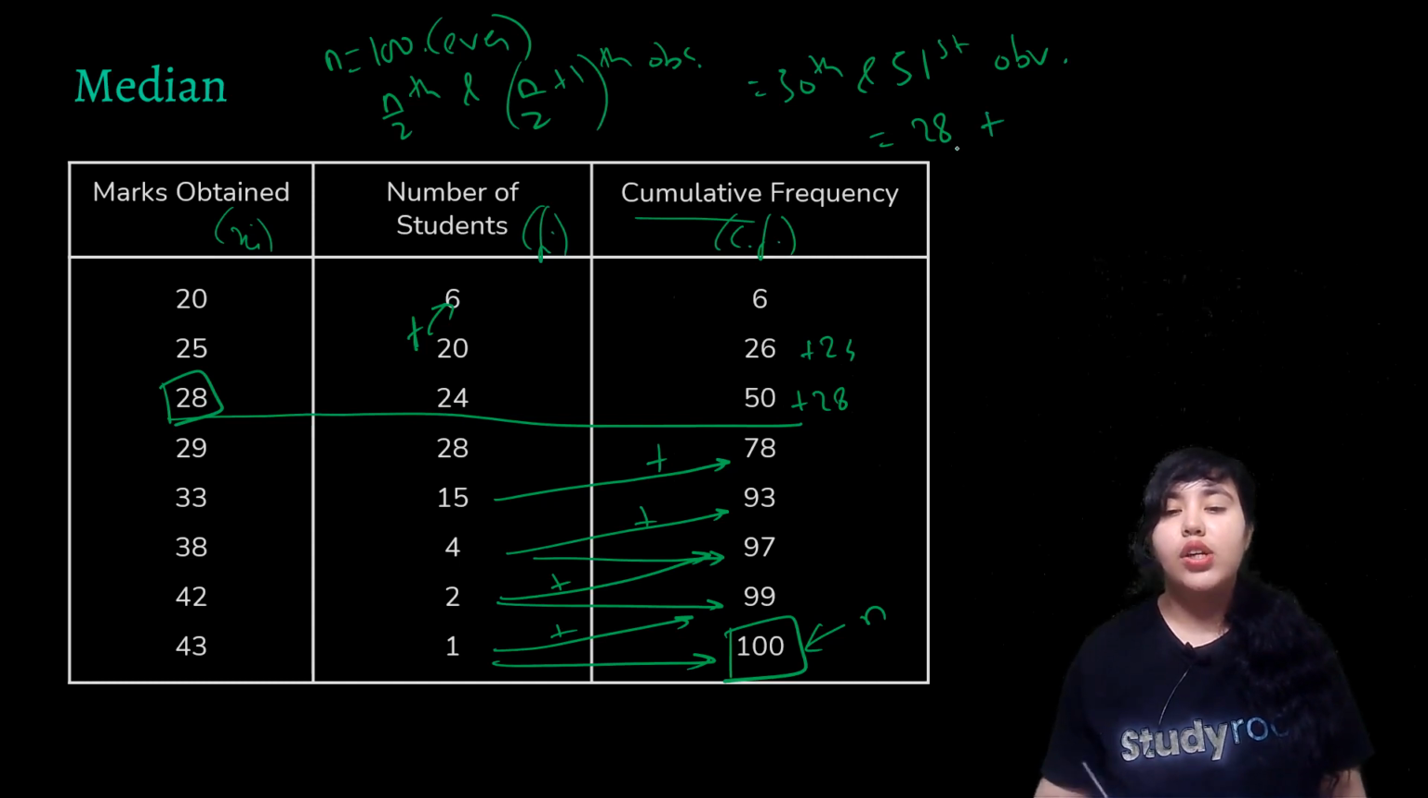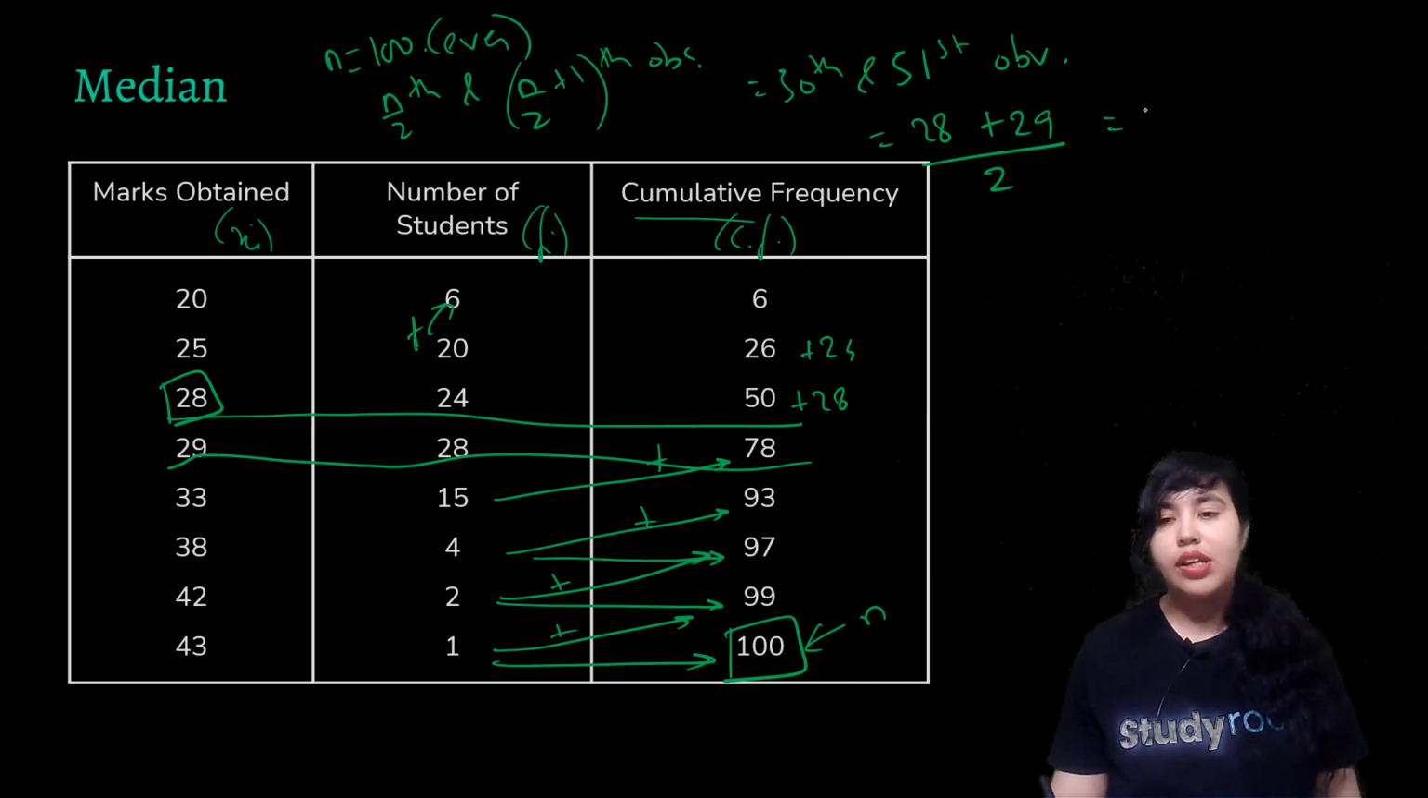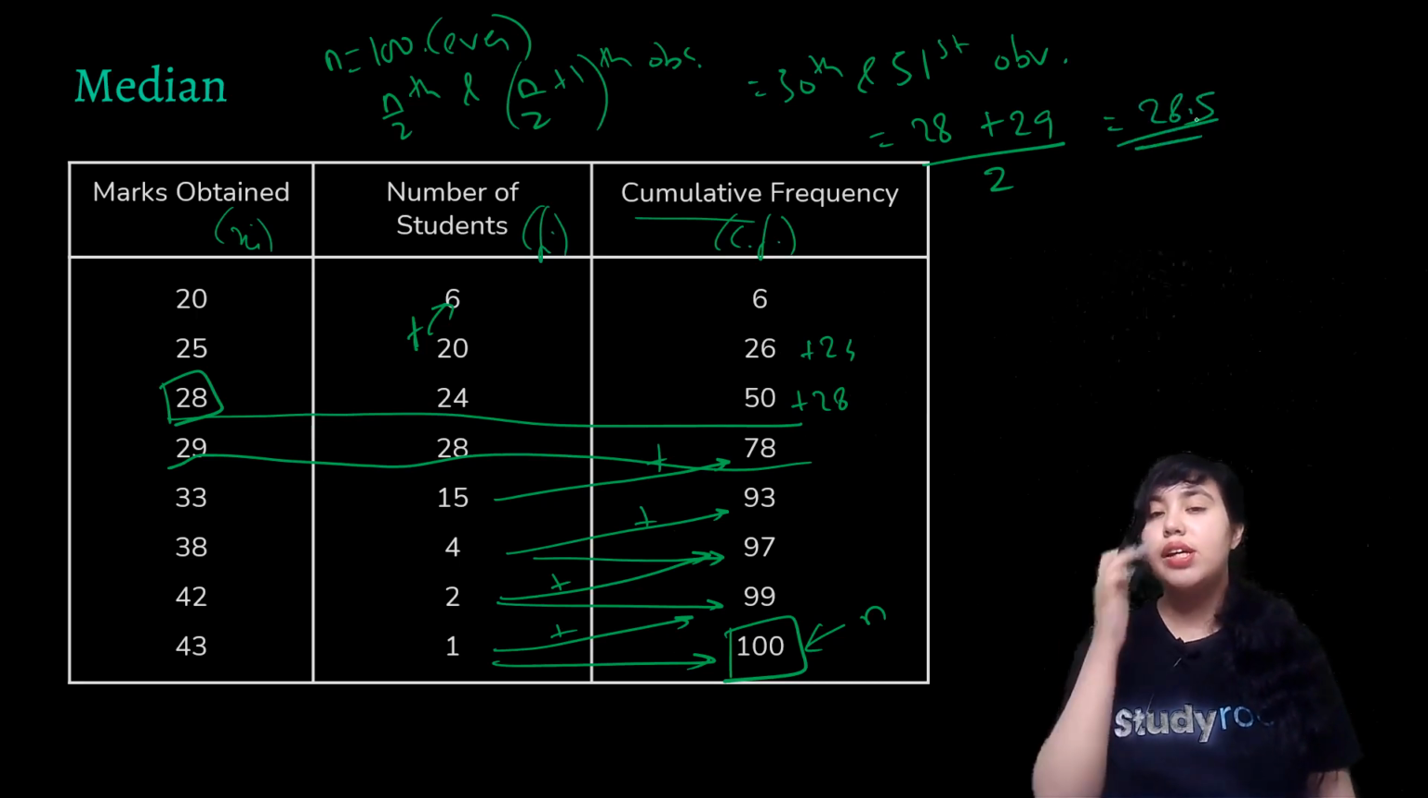Okay. Then you will have 51st observation. So then you will look at this 78th one and here you will get 29. Then you have to take the average. So 28 plus 29 upon 2. And this will give you the median as 28.5 for the given data.